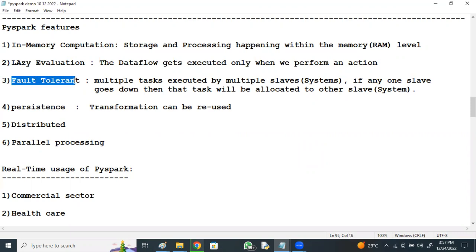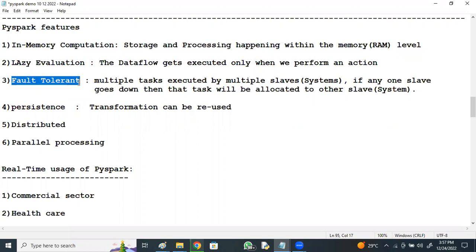Fault tolerant means in Spark, the data is distributed across the multiple RAMs of multiple slaves and processed parallelly. During this processing, if any one slave goes down, then how is Spark able to overcome this? It has a powerful fault tolerant model. It can rebuild the data and re-execute without job failure, right?